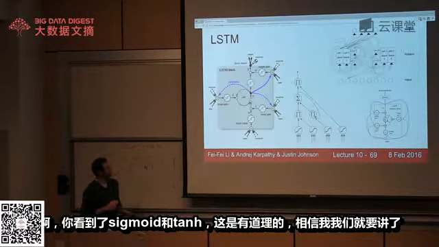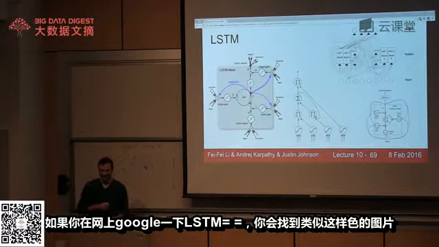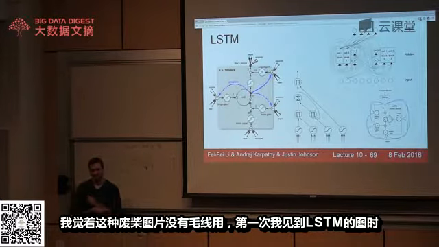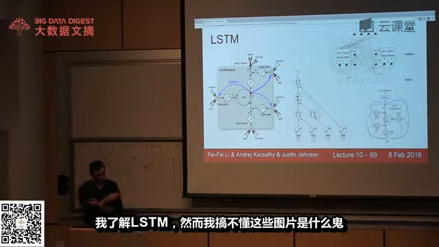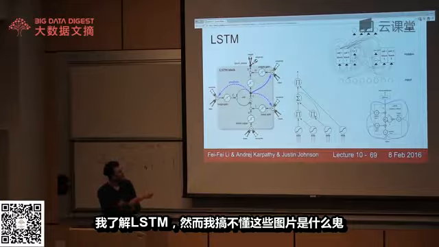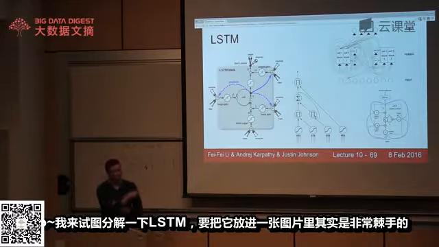So if you look for LSTMs online, on Wikipedia or on Google Images, you'll find diagrams like this, which is really not helping, I think, anyone. The first time I saw LSTMs, they really scared me. Like this one really scared me. I wasn't really sure what's going on. I understand LSTMs, and I still don't know what these two diagrams are.